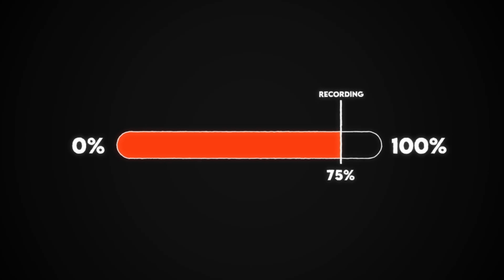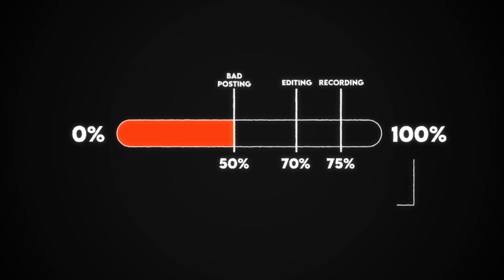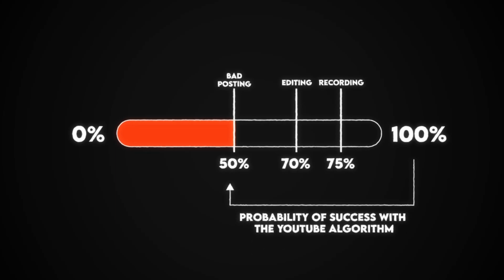Now, if we go with editing, let's say our editing is very, very good. Still, it's not going to be 75%. The most is going to be 70. Let's say we are very bad at posting it. So that idea will go to 50%. As you can see, an idea that started with 80, now it's worth 50%. And this is the probability of you succeeding with the YouTube algorithm.